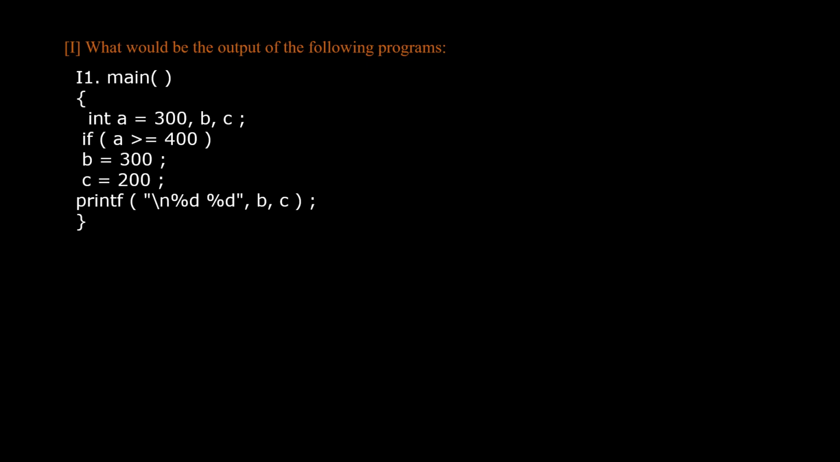The first question in this section is: if A is greater than or equal to 400, B is equal to 300, and C is 200. Then printf B and C. What will be the output of this program? This condition is false, so B equal to 300 will not get executed, and the output would be some junk value followed by 200.